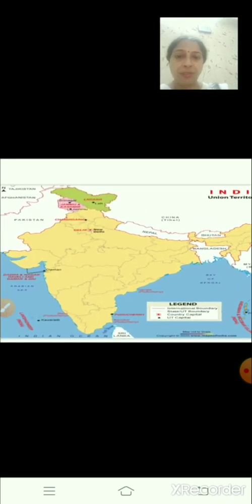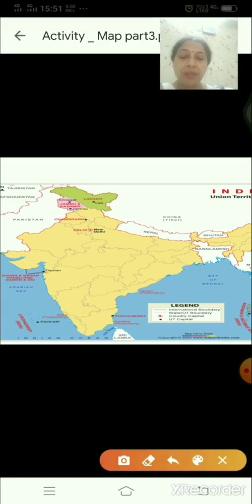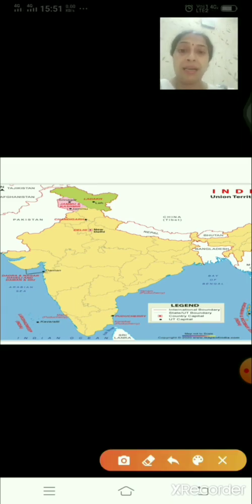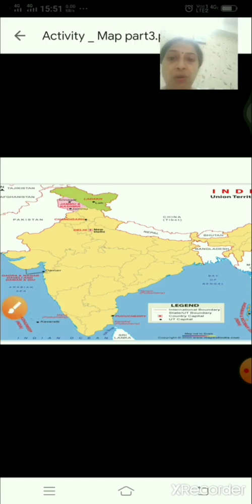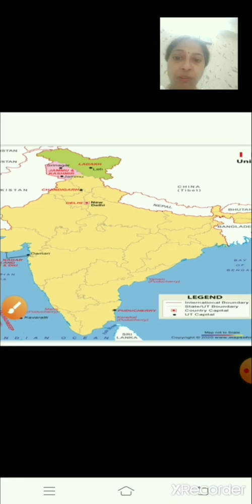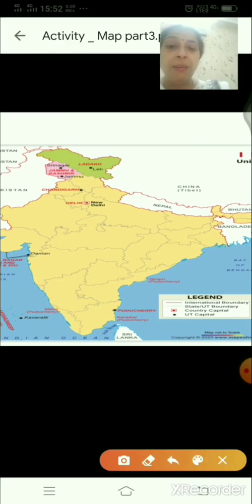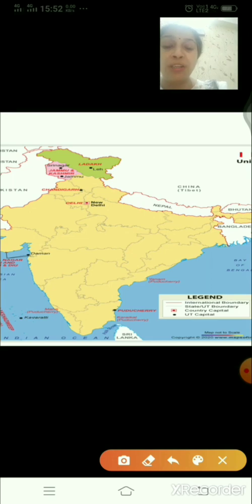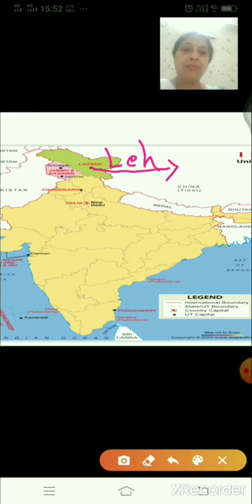Just look at the map, students. First we will locate Ladakh. Ladakh is the place, so you have to locate the capital, right? So look at the map here. What you have to do, you have to locate the Leh. This is the Leh. Already it is given, so you have to put a dot and then you have to draw an arrow and then you have to write on that arrow Leh. Is it clear, students?